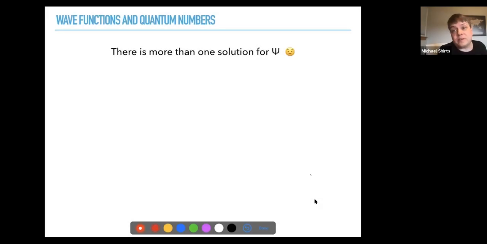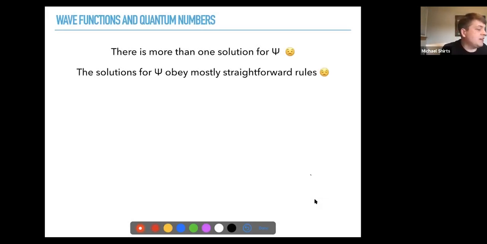We have to deal with more than one solution. There's not just one solution. The good thing is the solutions mostly obey straightforward rules. We know there's only a countable number of solutions because that's what we've seen. When we shine light on atoms, we only see certain levels occupied. Each of those levels corresponds to a solution to Schrodinger's equation for an electron around a hydrogen atom.